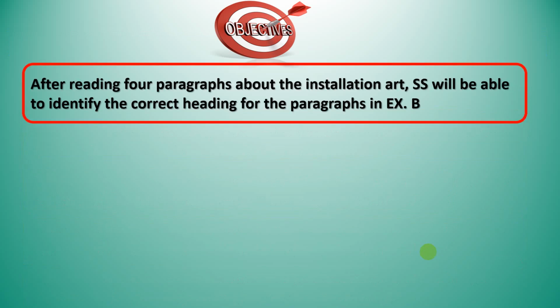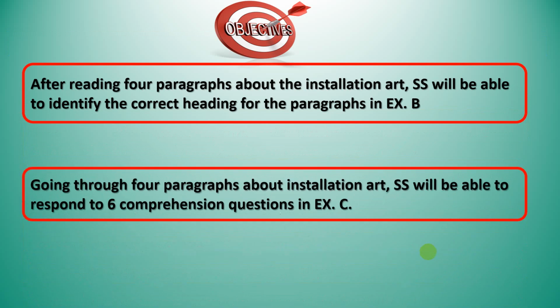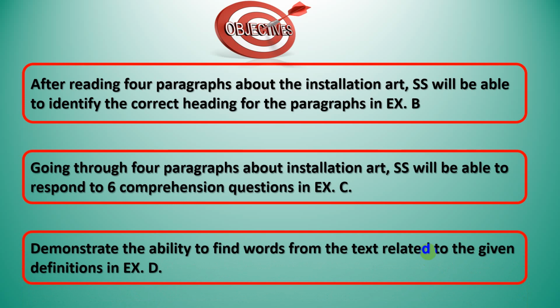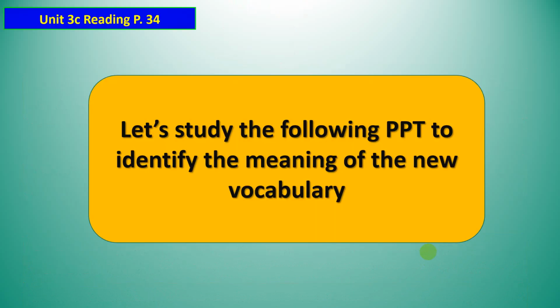Number one, after reading 4 paragraphs about installation art, the student will be able to identify the correct heading for the paragraph in exercise B. Number 2, after going through 4 paragraphs about installation art, the student will be able to respond to 6 comprehension questions in exercise C. Last one, demonstrate the ability to find words from the text related to the given definition in exercise D. Now let us start.